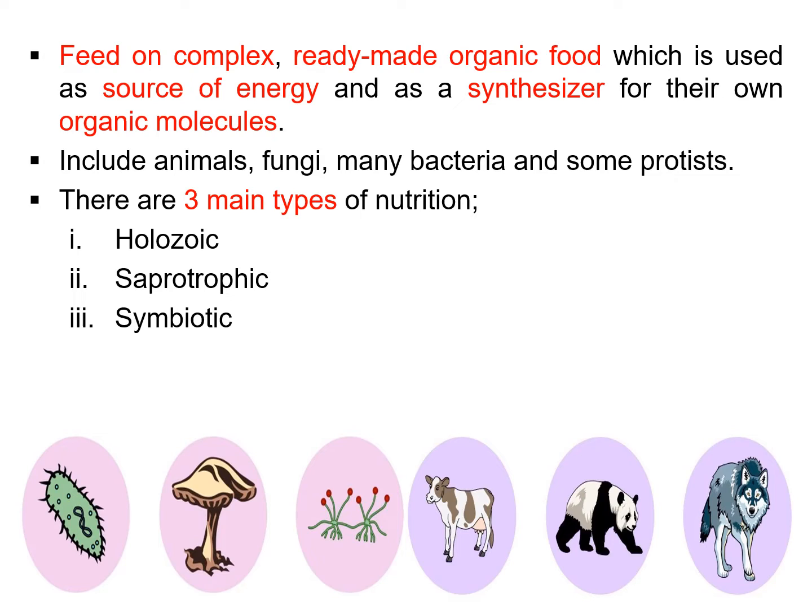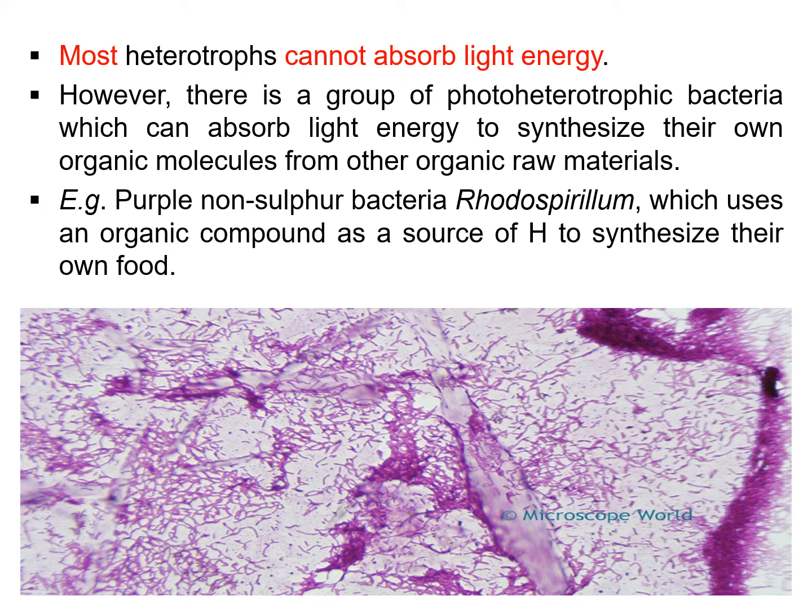And under heterotrophic nutrition, there are three main types of nutrition. They can be further classified as holozoic, saprotrophic, and also symbiotic. Actually, most heterotrophs cannot absorb light energy, and that could be the reason why they cannot synthesize their own food.